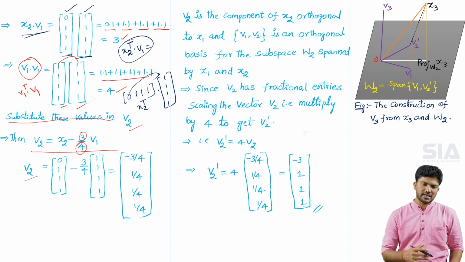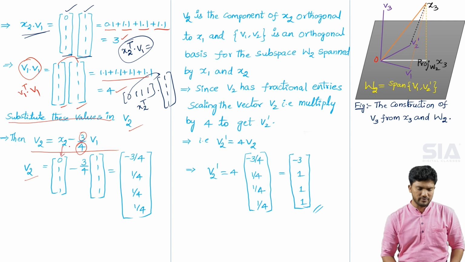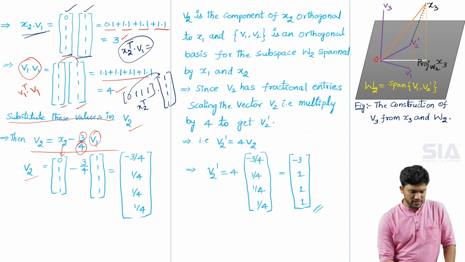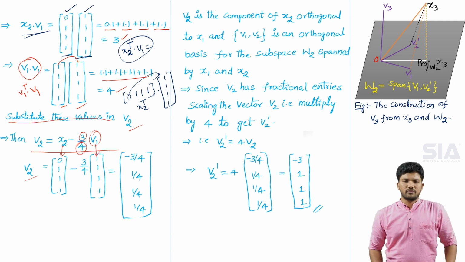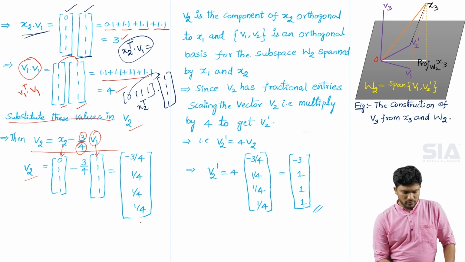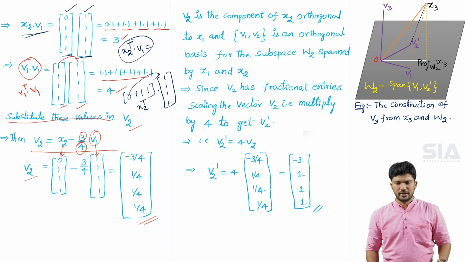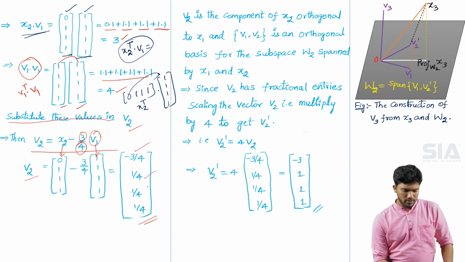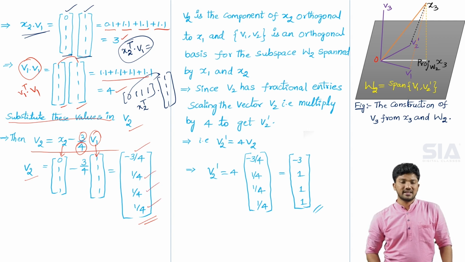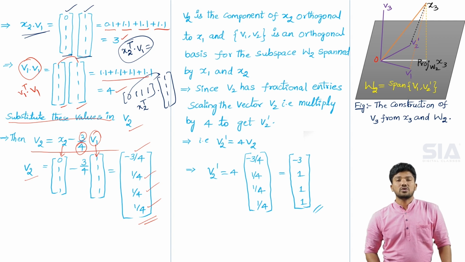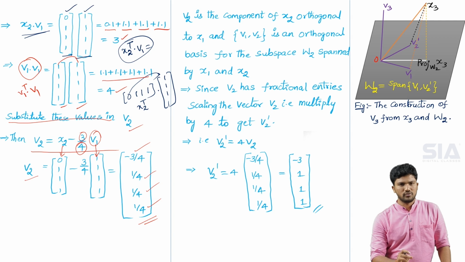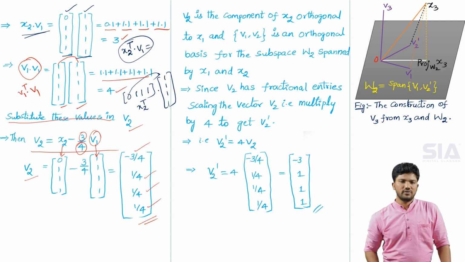So again, substitute the corresponding values: my x2 value is the vector 0 1 1 1, minus 3 by 4 into capital V suffix 1, whose value is also 1 1 1 1. After substituting those values and simplifying, you can apply the subtraction for those two matrices, and you will get, in this format, minus 3 by 4, 1 by 4, 1 by 4, 1 by 4. That is the resultant second orthogonal vector, V suffix 2, equal to minus 3 by 4, 1 by 4, 1 by 4, 1 by 4.